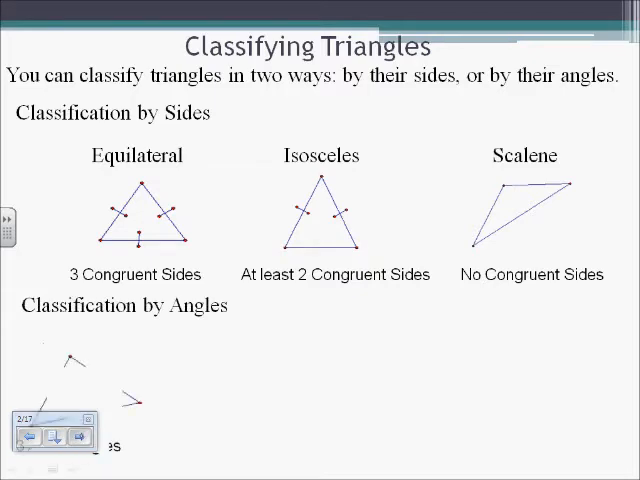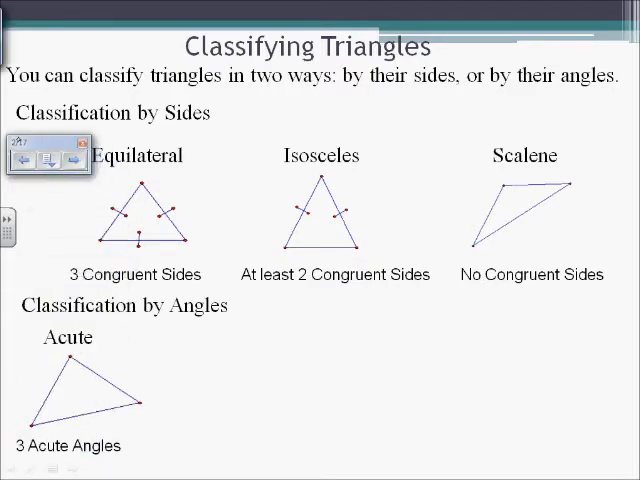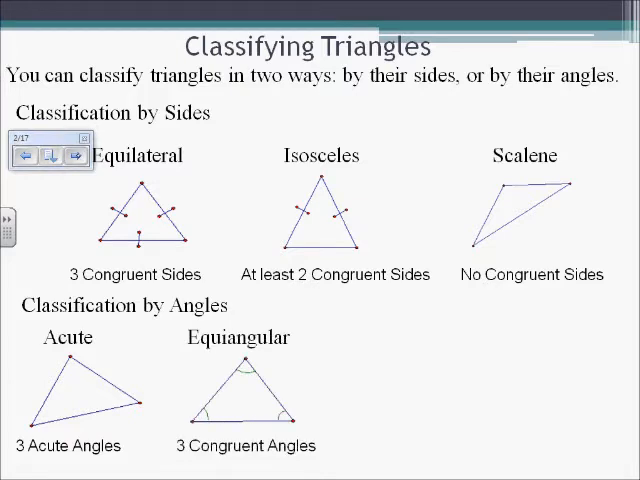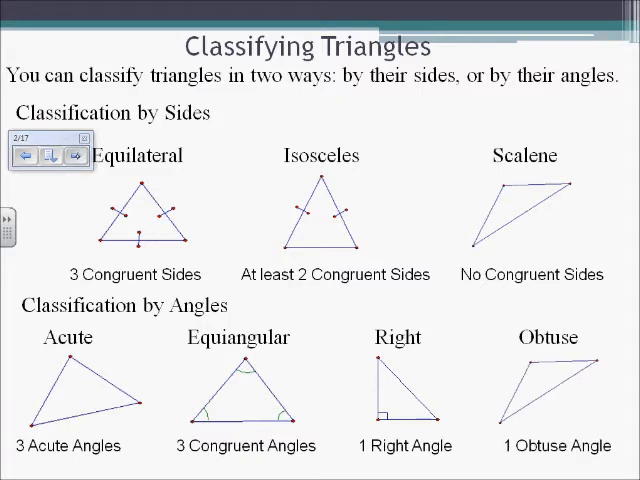Classifying triangles by their angles, we have an acute triangle, which has three acute angles. We have an equiangular triangle, which has three congruent angles. And of course, since the angles of a triangle add up to 180 degrees, an equiangular triangle has angles of 60, 60, and 60. There is a right triangle, which has one right angle. And lastly, we have an obtuse triangle, which has one obtuse angle.